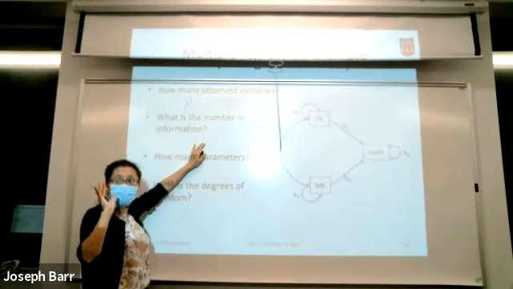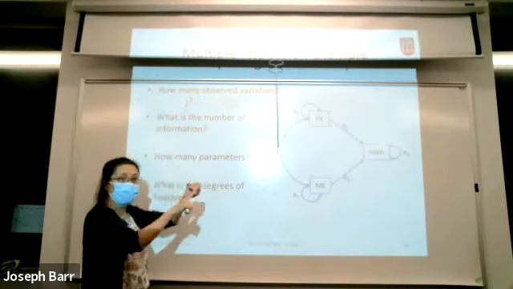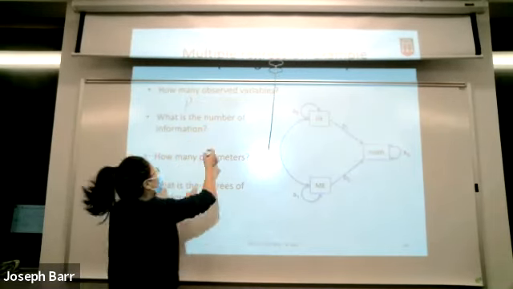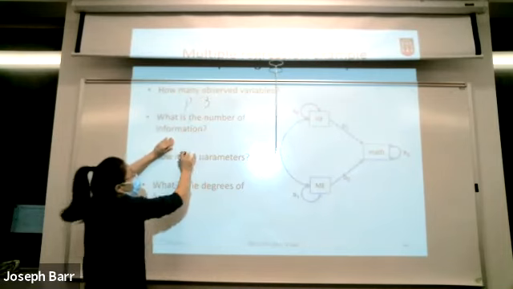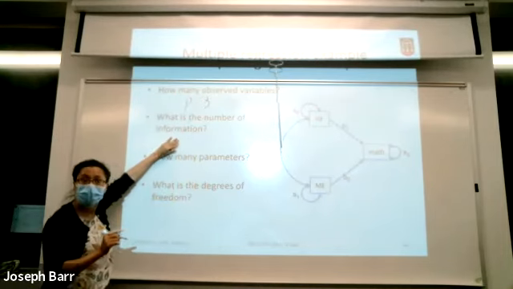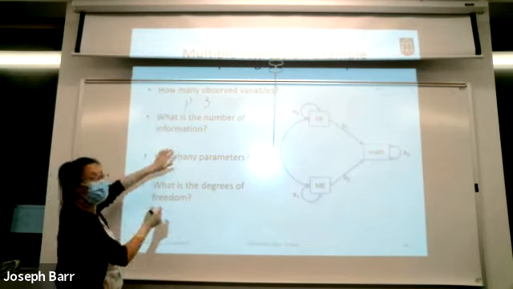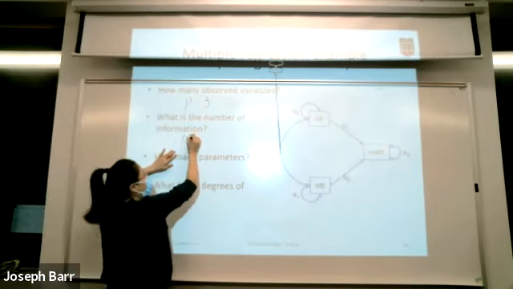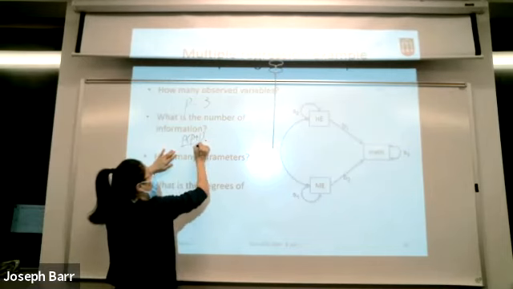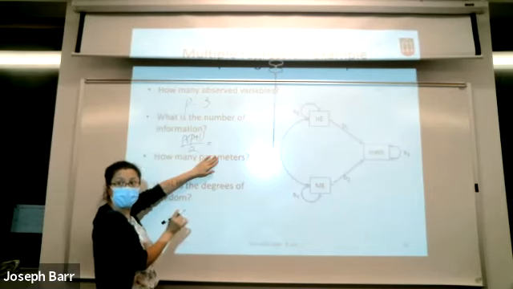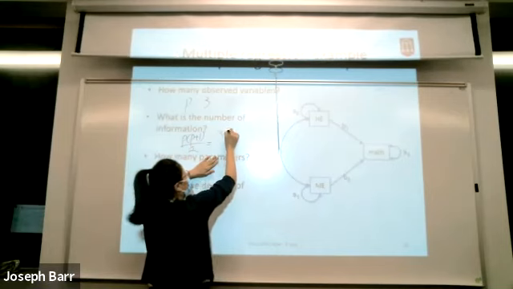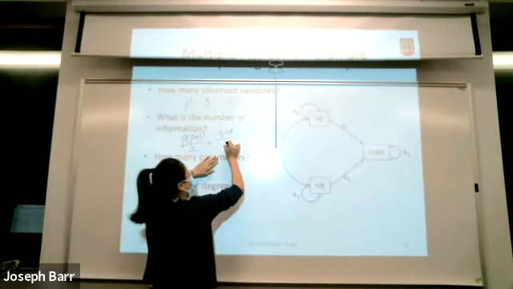Observed variables: HE, ME, math. 3. What is the number of information? 6, isn't it? What is the formula? It's P times P plus 1 divided by 2. Yes? 3, 4, 6.